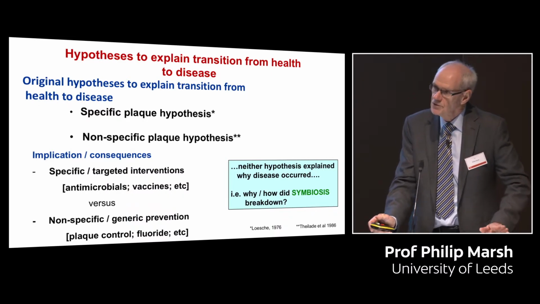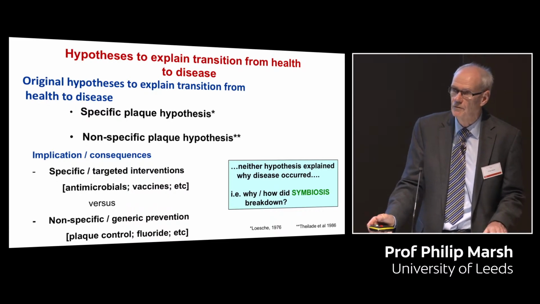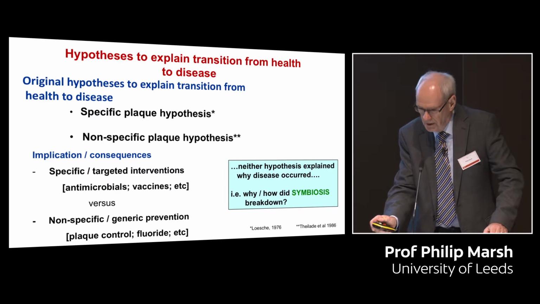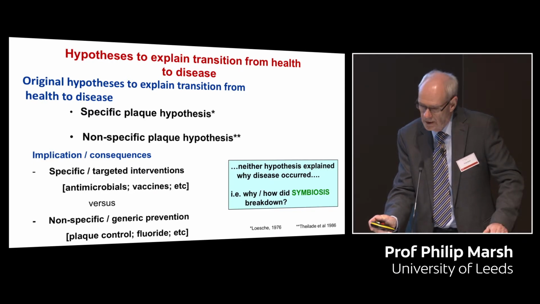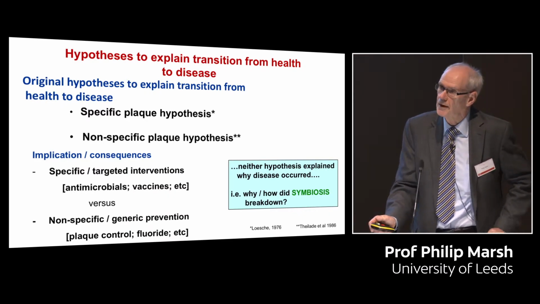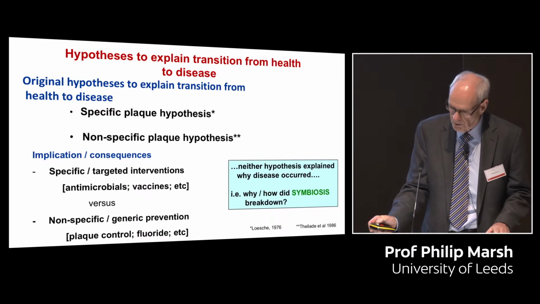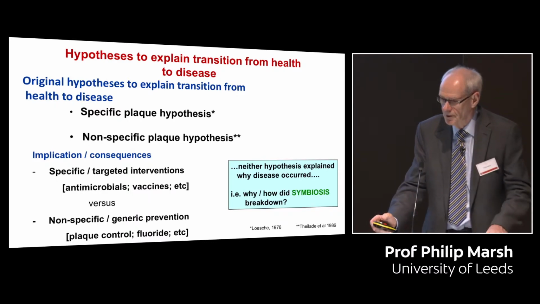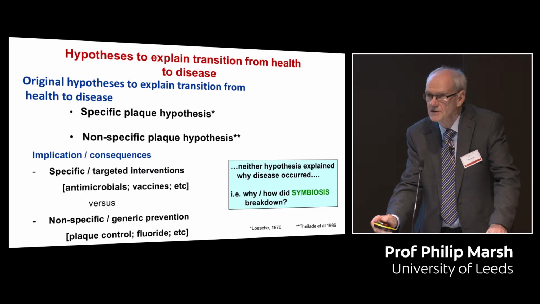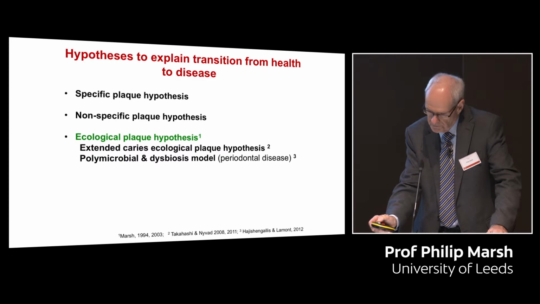There were certain implications or consequences from whether you're an advocate of one hypothesis or the other. So if you were a specific plaque hypothesis person, then by definition, you could follow up by saying disease could be prevented by specific interventions, such as antimicrobial agents and vaccines. Whereas if you were more in the non-specific camp, you might think about more generic approaches, such as plaque control and fluoride. But neither hypothesis really explained why disease occurred. In other words, why did symbiosis break down, leading to the increase in these organisms and disease?